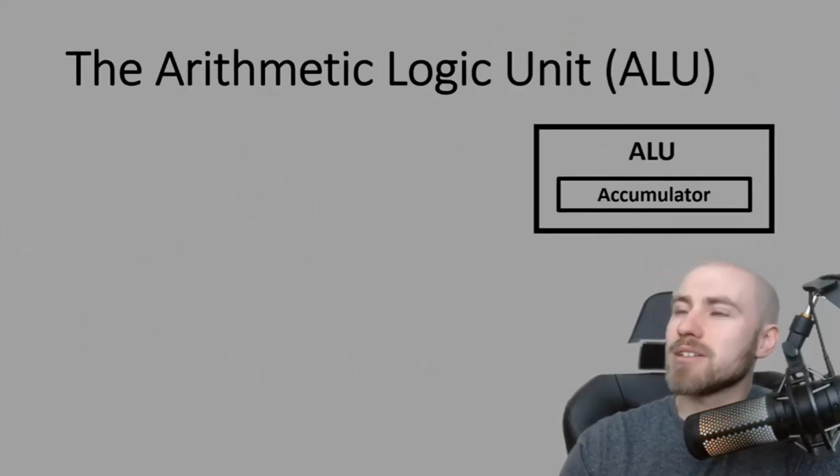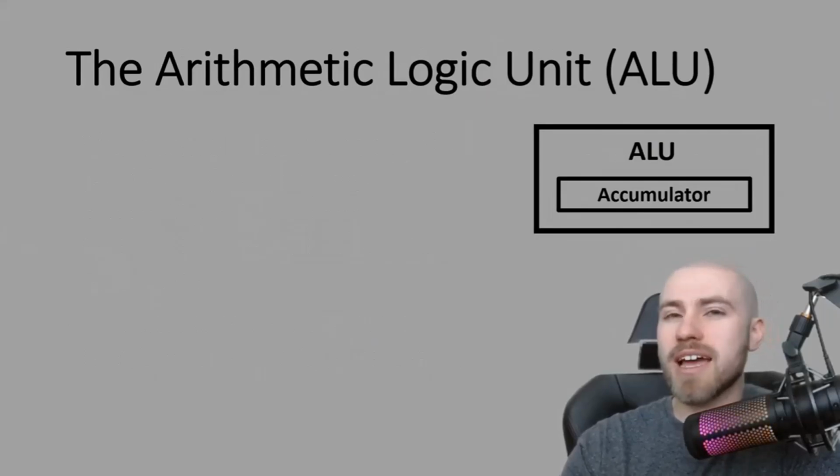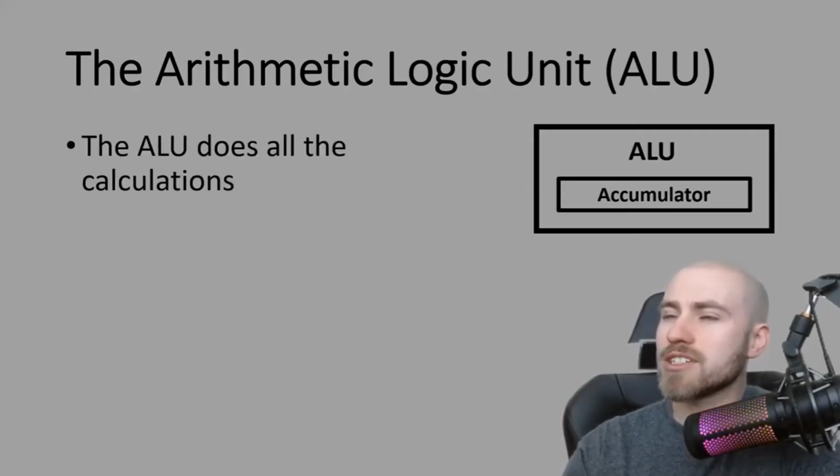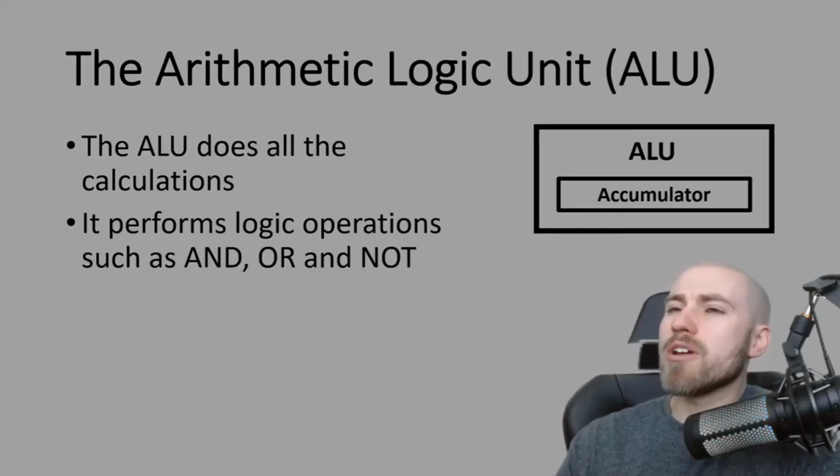The next part of the CPU is the arithmetic and logic unit. If you remember what that one stands for, then you'll be able to remember what it does really, because you've got the word in the title itself, the arithmetic part of it. So it does all of the calculations. And it performs logic operations such as AND, OR, and NOT.